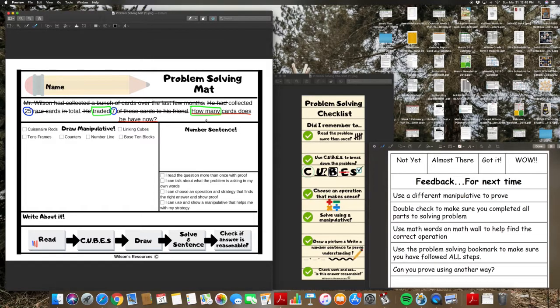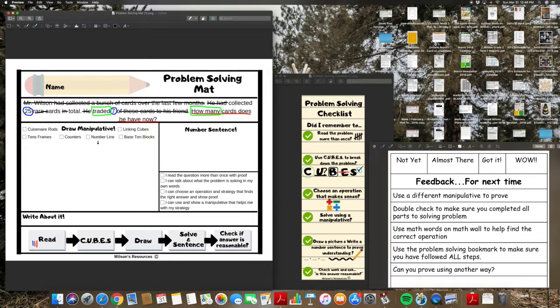So now, finally, I'm going to read it for the last time. And I'm only going to read what's not got a line through it. And watch how we simplify the problem. So listen. Collected 25 cards total. Traded 7. How many cards does he have now?